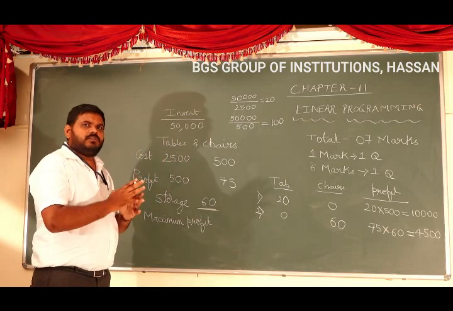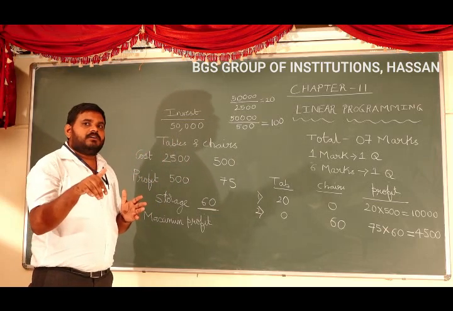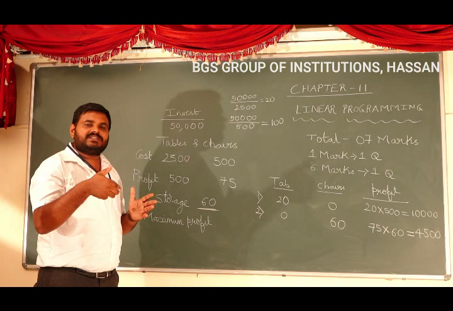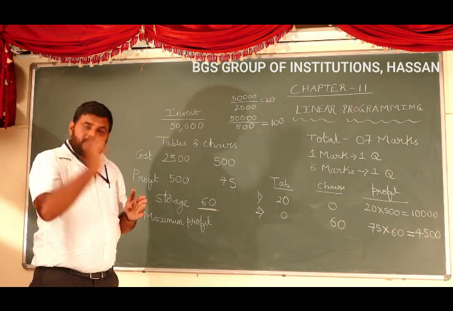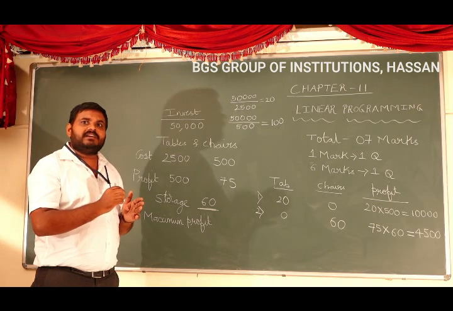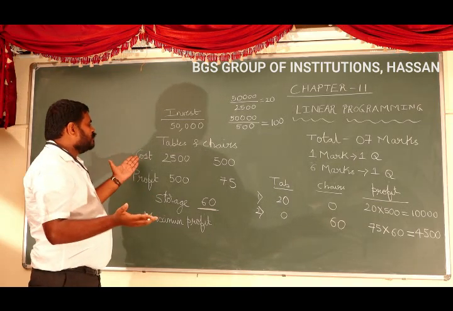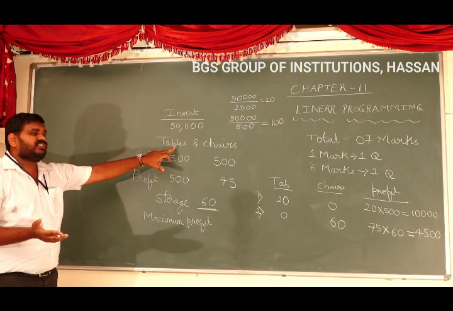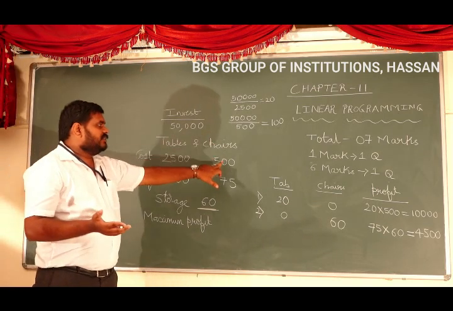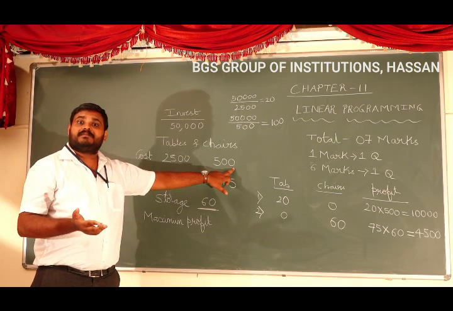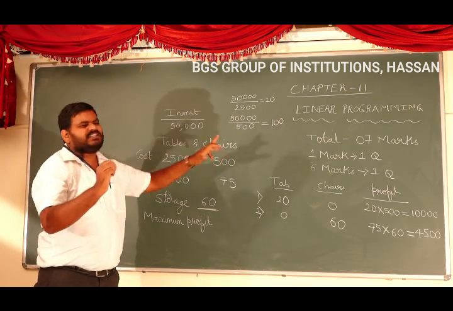Now, obviously, he should buy the tables and chairs from someone and he should sell it to the customers. Whatever the amount he will buy is said to be the cost price. As we know the cost price, let us think that the cost price of each table is 2,500 rupees and each chair is 500 rupees, per table and per chair.